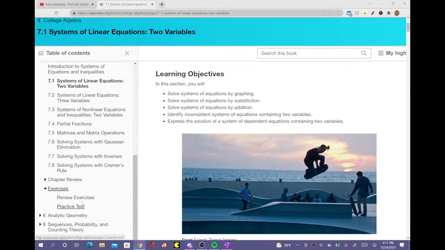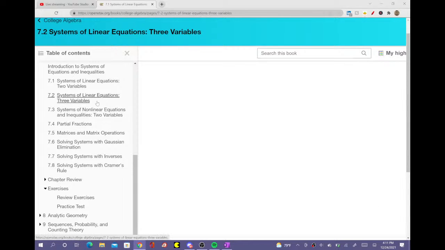So I'm gonna go to review exercises for this one. And also I will explain what they're doing. I'll do my best to explain what they're doing, and let's go ahead and do systems of linear equations in three variables.